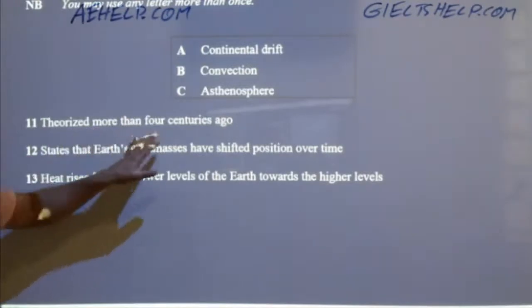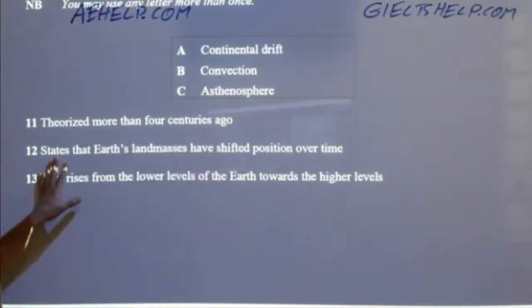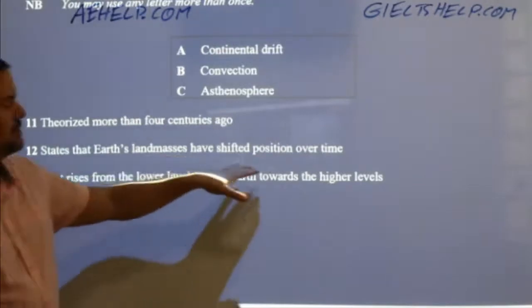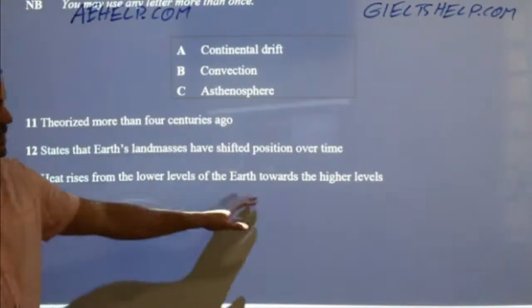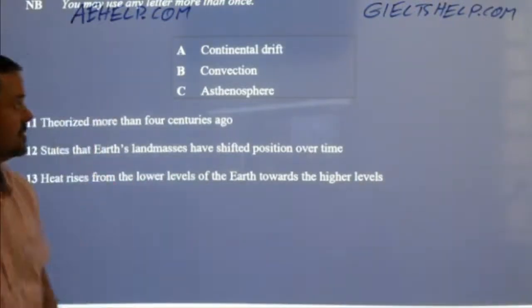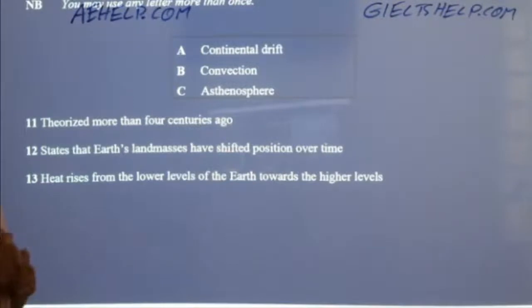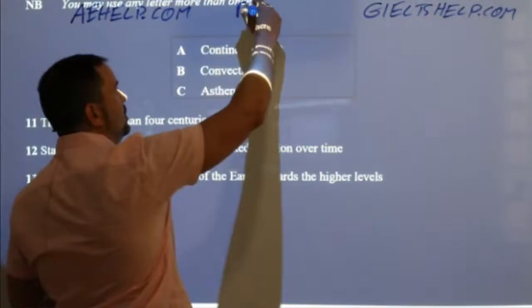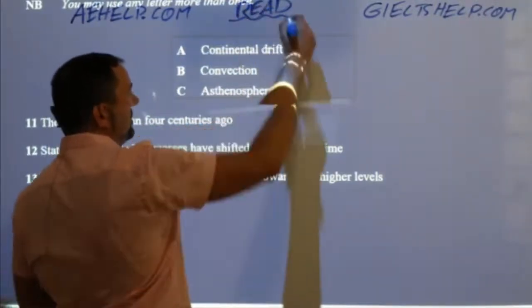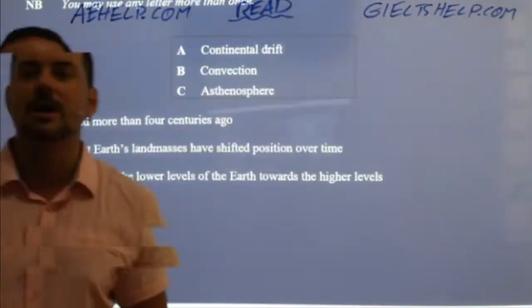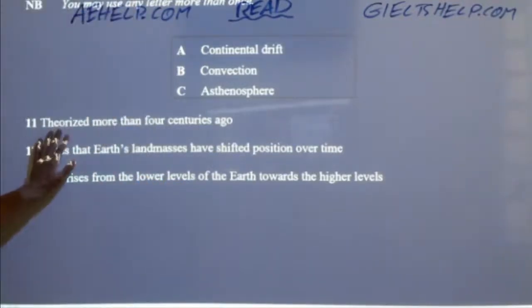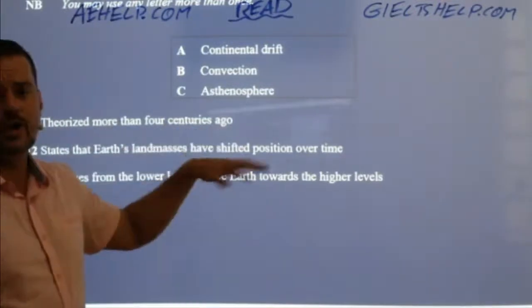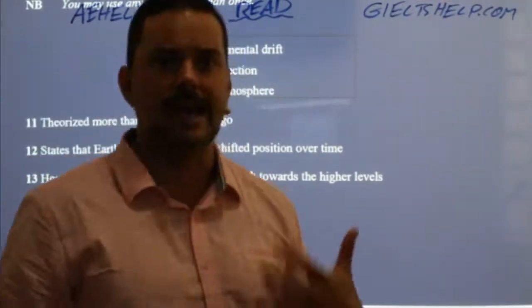Theorized more than four centuries ago, states that Earth's land masses have shifted position over time. Heat rises from the lower levels of the Earth towards the higher levels. Okay, some real geography and Earth history here. So make sure to read with me, students. Don't just listen to me, otherwise it's only listening practice. So make sure that you're reading with me. Okay, so when you read these, try to paraphrase them in your head, okay?